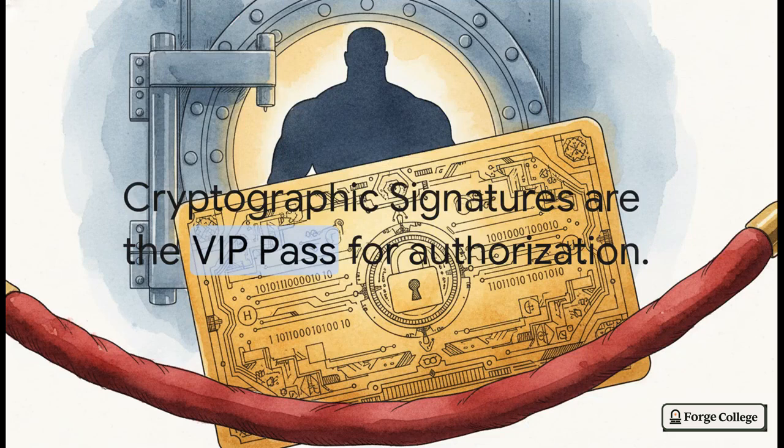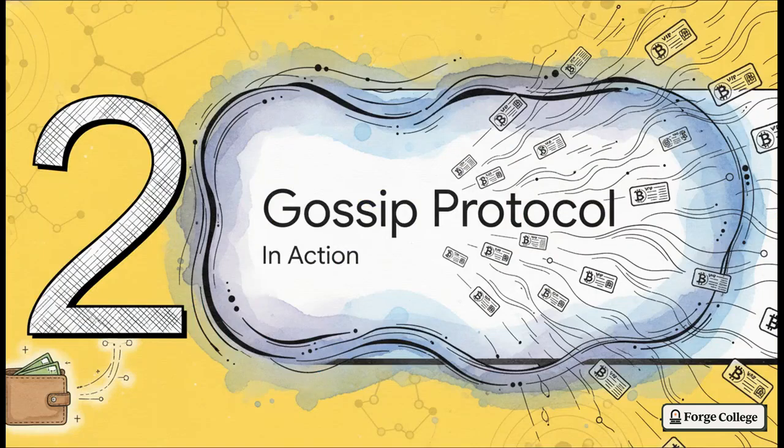You can't just claim those UTXOs and spend them without absolute proof. And that brings us to cryptographic signatures. These are essentially the ultimate VIP pass for authorization. I always like to say, this signature proves mathematically that you have the true right to spend that UTXO. Because without this VIP pass, the network won't even acknowledge you. You can show up to the club, but if you don't have the pass, the bouncers are going to pretend you don't even exist.